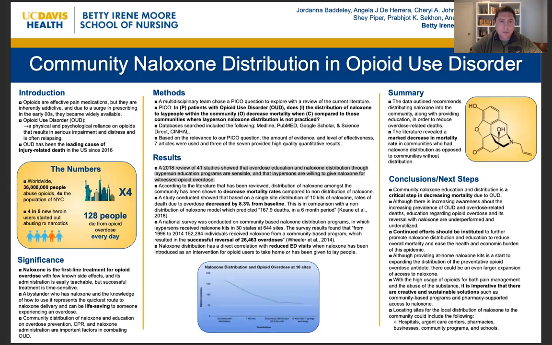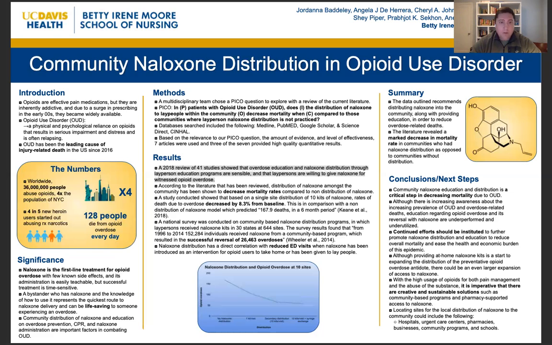According to the literature review, the distribution of naloxone amongst the community has been shown to decrease mortality rates. A 2018 review of 41 studies showed that overdose education and naloxone distribution through lay people education programs are sensible and that lay persons are willing to give naloxone for a witnessed opioid overdose. This also shows that naloxone distribution has a direct correlation with reduced emergency department visits when naloxone has been introduced as an intervention for opioid users to take home or has been given to a lay person.